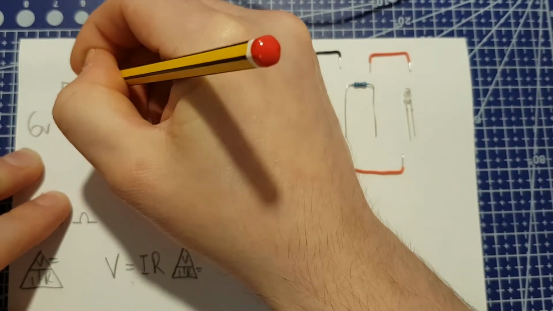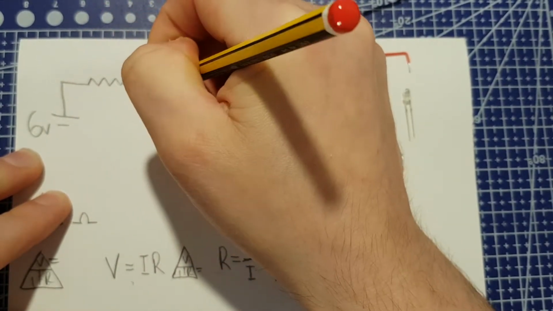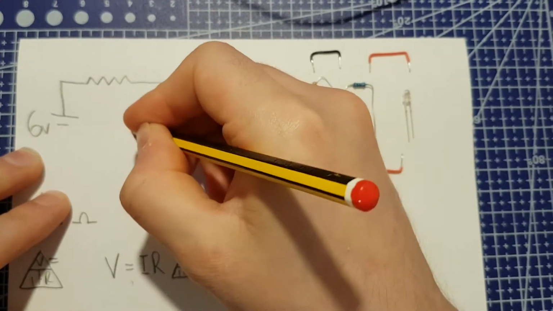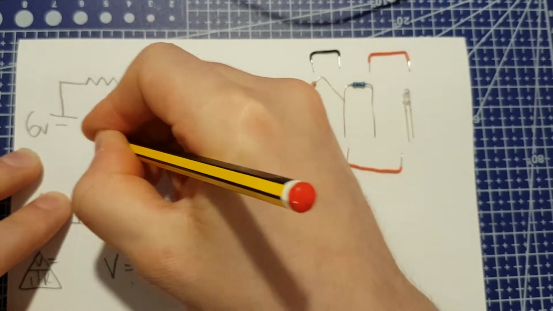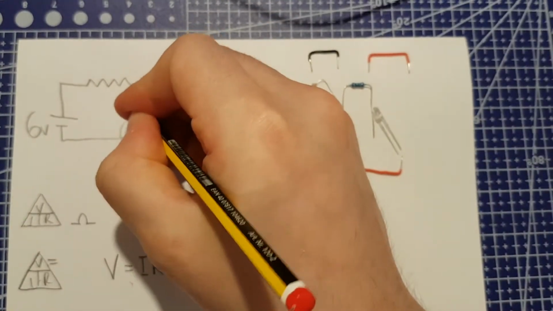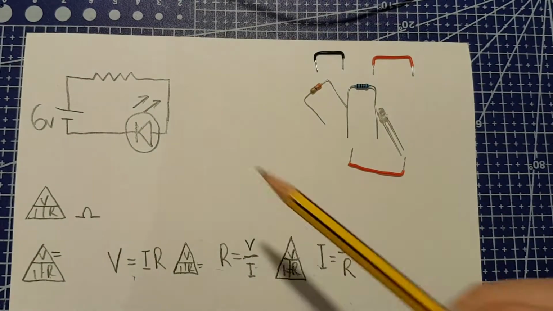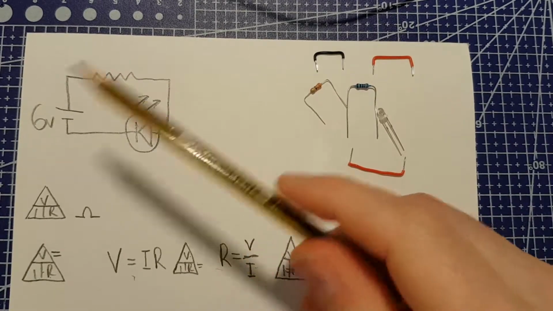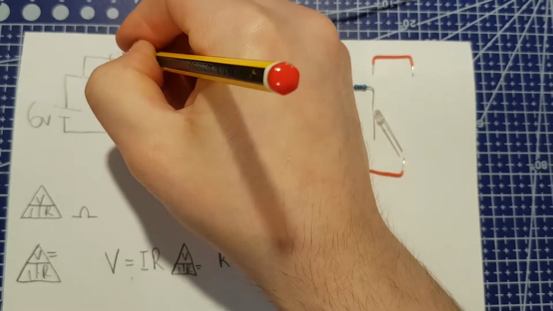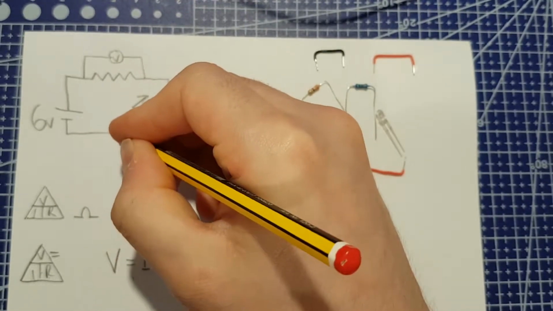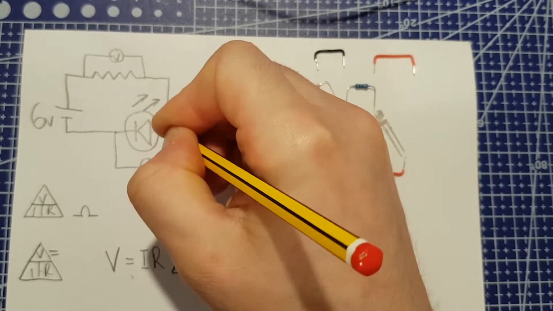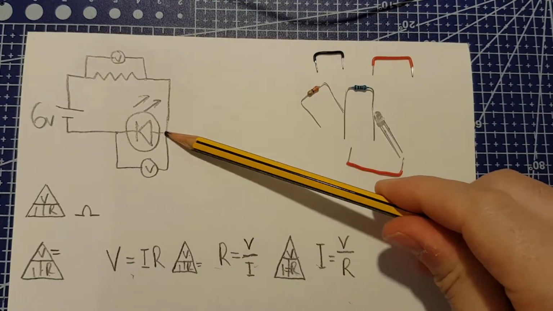Excuse the drawing. We're going to have a resistor at the top of our circuit. We're going to come down into an LED, and we're going to come back out the LED, back into the power source. So we're going to put a voltmeter across the resistor, and when you measure voltage, the meter that you measure with goes across the component that you want to measure, and we're going to put a voltmeter across our LED so that we can measure the voltage here and here.